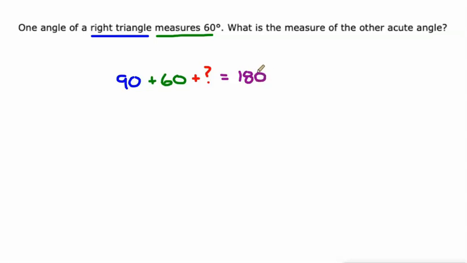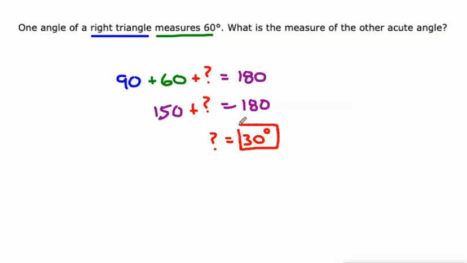So the only tougher part here is recognizing, oh, they gave us a right angle, so one of them is 90 degrees. So 90 and 60 together makes 150. So 150 plus our missing angle would be 180. So that missing angle must be 30, because 150 plus 30 is 180. So 30 degrees.